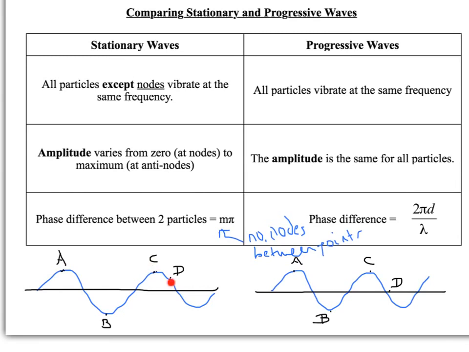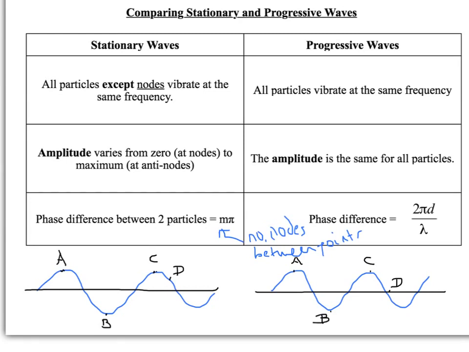Look at C and D. There are no nodes between these 2 points, which means they are 0 pi out of phase, which means again these 2 points here are in phase with each other. Look at A and B. There is 1 node in between here, which means they are 180 degrees or pi radians out of phase, so they are at complete opposite sides, which you can sort of see from this diagram here.